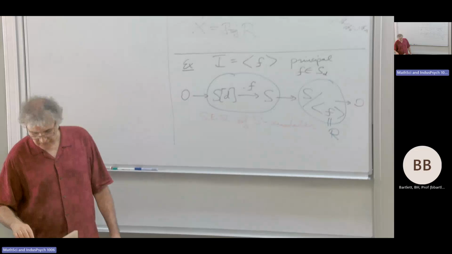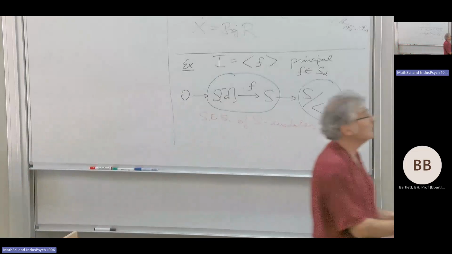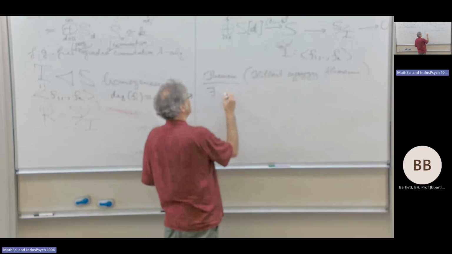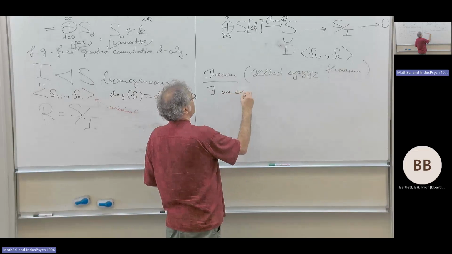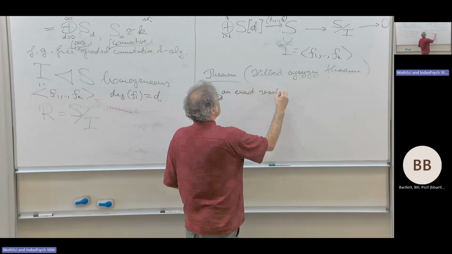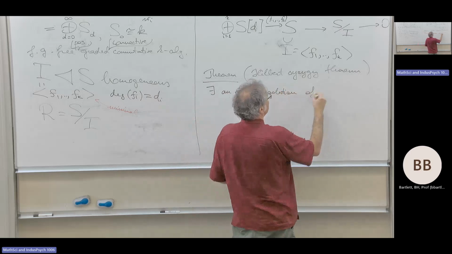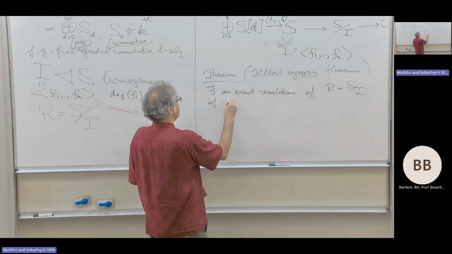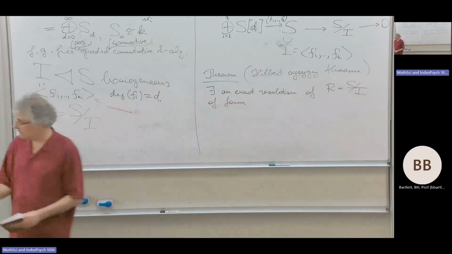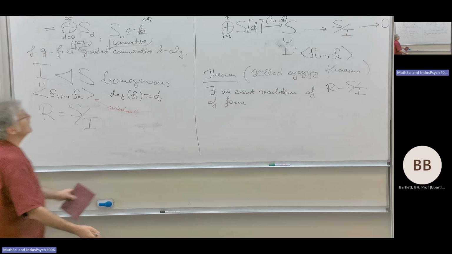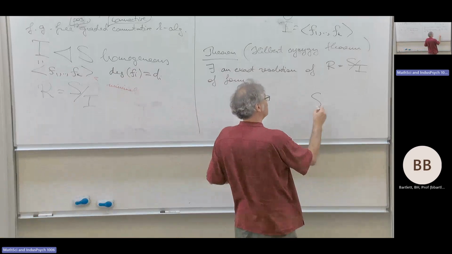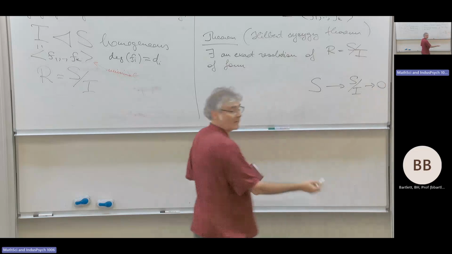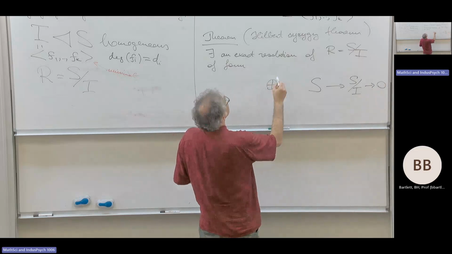The theorem is that you can always resolve any ideal. There's a homological finiteness here, so there exists an exact resolution of this R, which is S mod I, of the following form. Okay, so we need some notation. The last piece is always S, and then that surjects to S mod I, goes to 0, and then there's a first step, a direct sum.